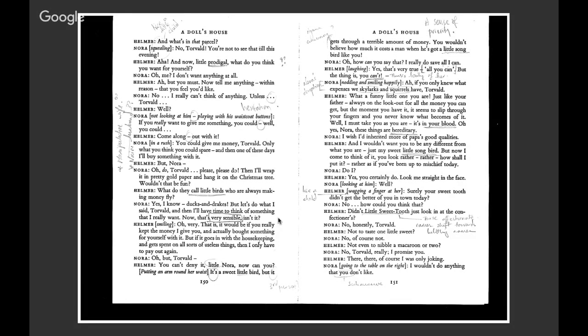That last comment, again, reinforces the diminutive adjectives that he's using with his wife. But interestingly, he switches to the third person down the bottom of page 150, using that impersonal pronoun: it's a sweet little bird, but it gets through a terrible amount of money. He is again being quite censuring, and complaining about how much it costs a man when he's got a little songbird like you, like she's a burden, like she's an expense rather than his wife. That's reiterated a little bit earlier when he says, then I only have to pay out again.